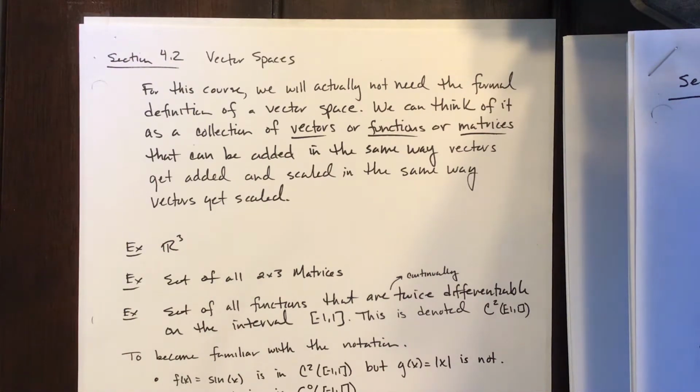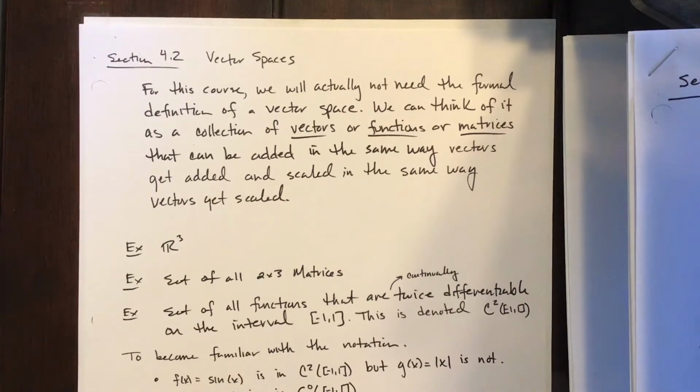Welcome back, everyone. Today we're going to continue our conversation on vectors, and in fact, we're going to look at vector spaces today. So, what is a vector space? Well, for the purposes of our conversation, it's a collection of vectors or functions or matrices that can be added, and multiplied and combined in the same way vectors get added and scaled.